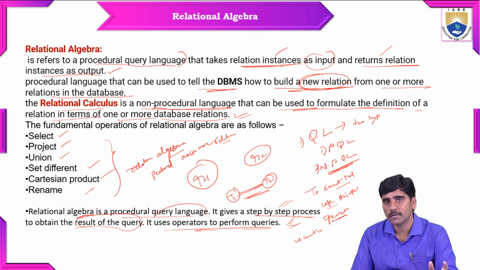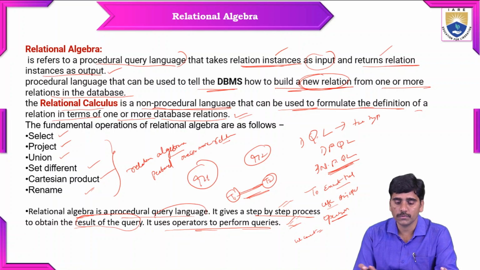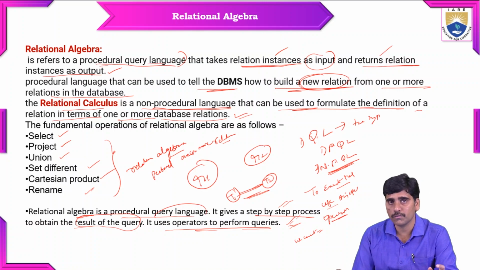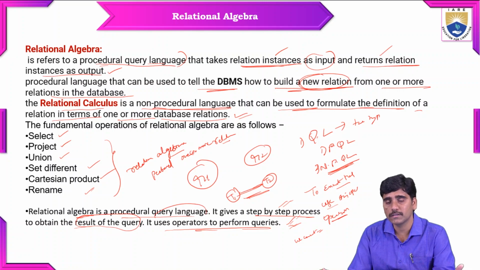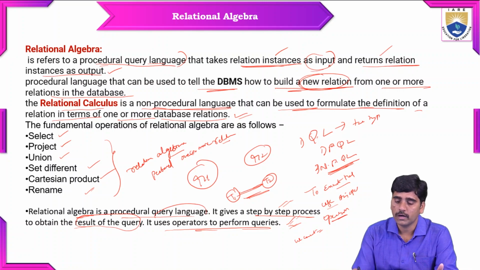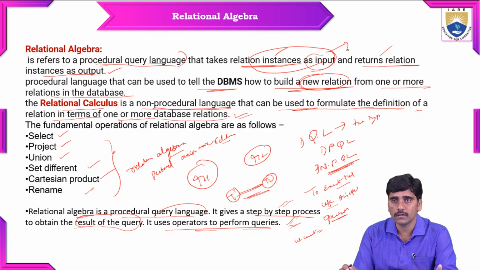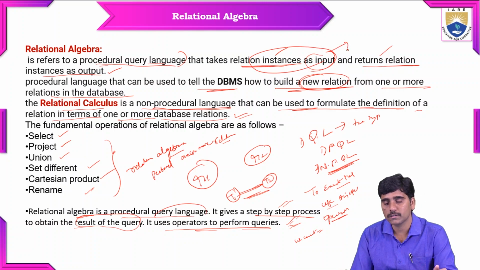Relational algebra is nothing but what? We can write the query in two types. One is procedural query and the second one is non-procedural query. In the procedural query, it takes relational instances as an input and gives output also as a relational instance.